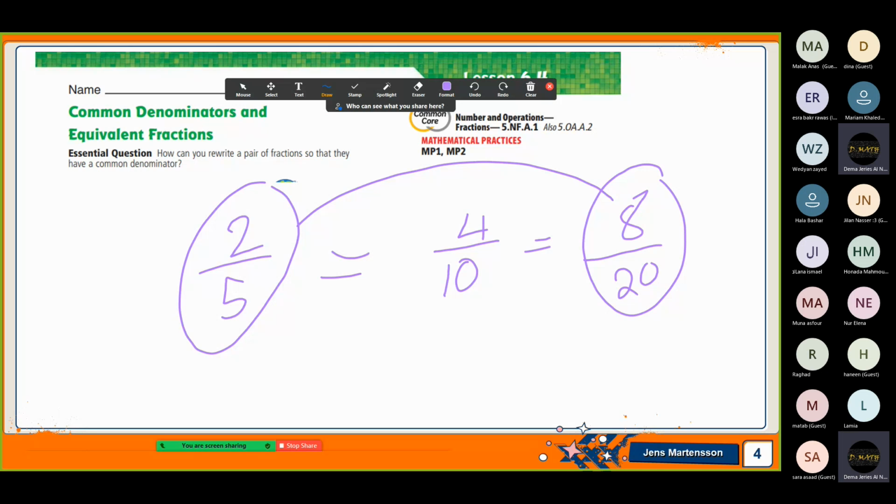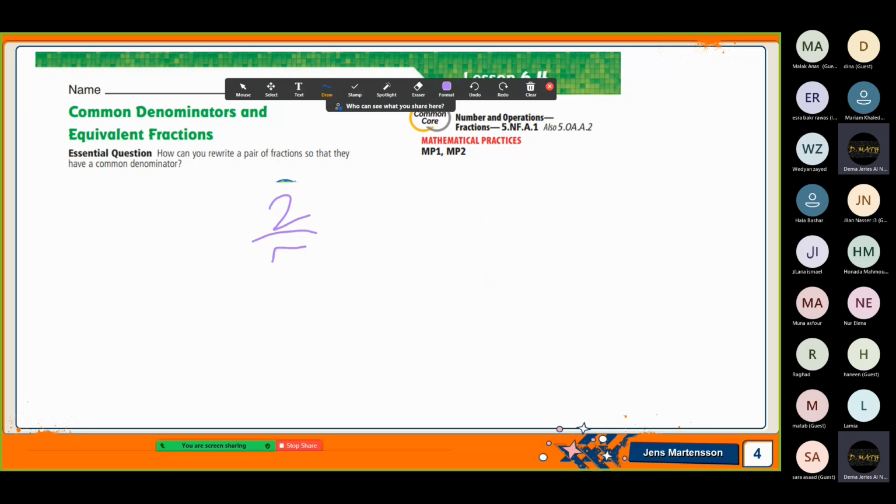Or if I give you now two fractions like 2 over 5 and 3 over 10, how do you write the equivalent fraction to the pair of them? What do we have to do? Let's see here.